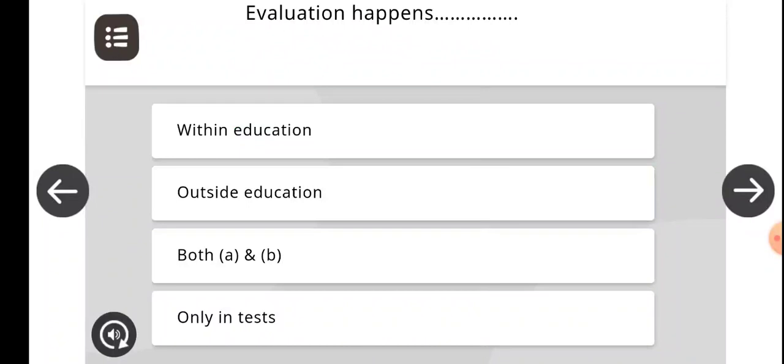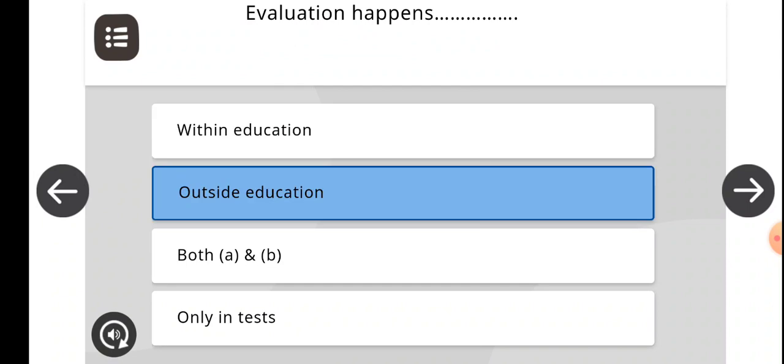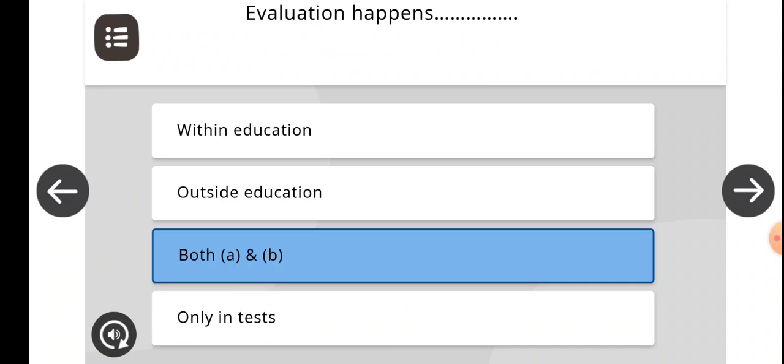Evaluation happens. Evaluation is a big word, it is a comprehensive thing which includes inside and outside. So that is what CCE refers to. Am I right? So this evaluation happens within the education and outside of the education. That is what we are doing in our classroom, and that is what CCE refers to. So both A and B are the right answer.